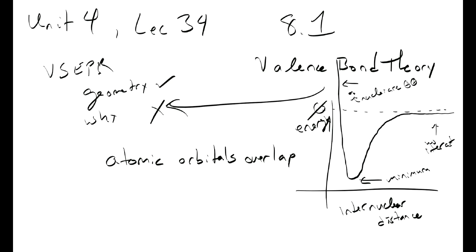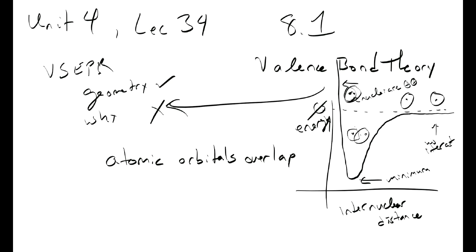So down here at the minimum is where you have the happiest mixing of your orbitals. Whereas out here at a distance, there's just no mixing. Okay? And here, lots and lots of mixing. Too much mixing. Okay? So that's valence bond theory in a nutshell. Okay? Bonds form when orbitals overlap. They are happier when they are overlapping.